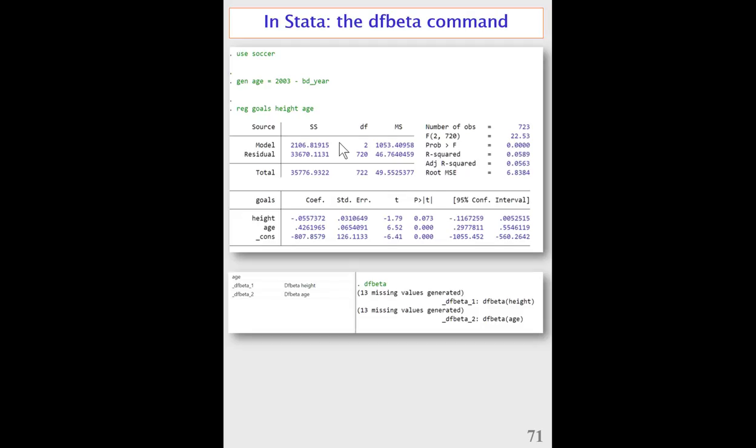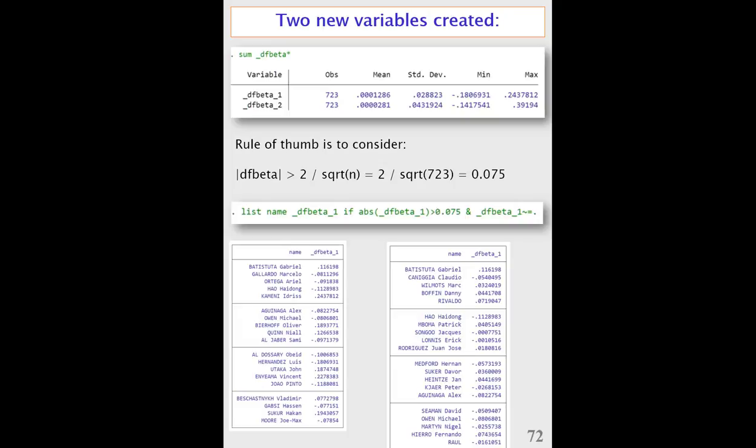Okay, so let's see. I have 2 extra variables in my data now. Let's have a look at what they are. Well, this is the mean of that variable, so it's relatively close to 0, which is a good thing. So on average, apparently, we're not missing the mark by so much. We also see that it ranges between minus 0.18 and plus 0.24, and dfbeta_2 ranges from minus 0.14 to 0.39. Okay, the rule, dfbeta in absolute value larger than 2 over square root n, that is this number, 0.075.